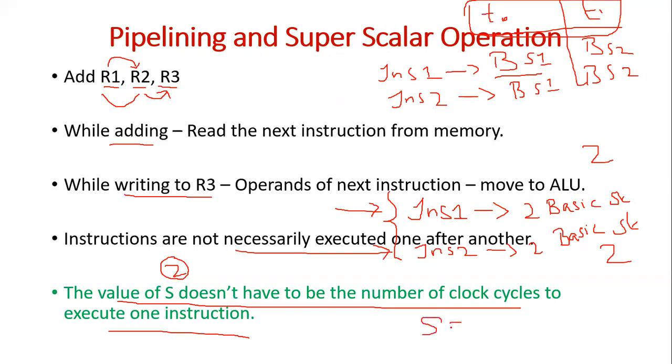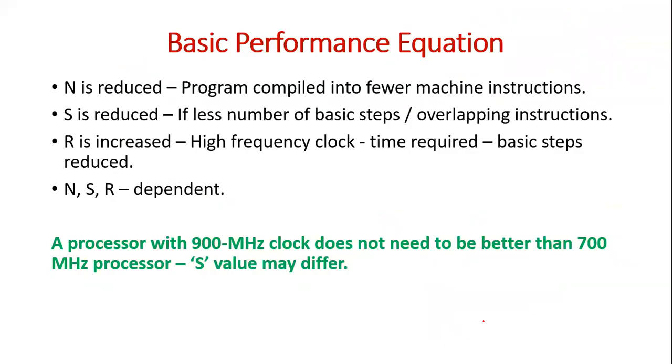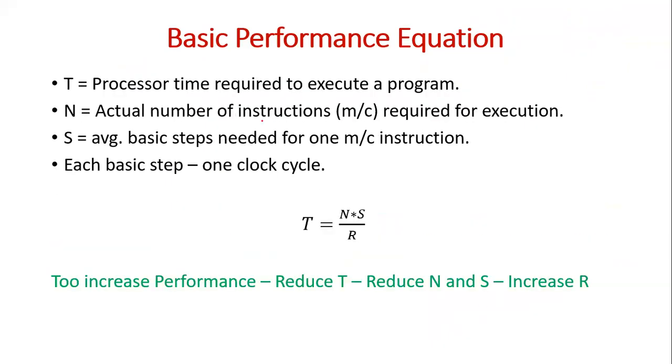S is the average number of basic steps required for each instruction. And what is the basic step? The basic step is how many clock cycles are required for each instruction. So S is the average basic steps needed for one machine instruction.